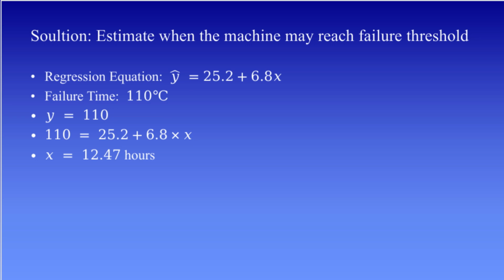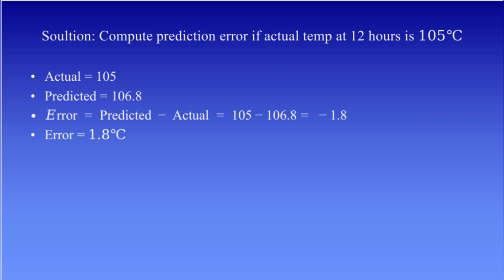The next question is to estimate when the machine may reach failure threshold. Machine failure threshold is given as 110 degrees centigrade. This means y equals 110 and we need to find the value of x using the regression equation. The next question is to compute prediction error if actual temperature at 12 hours is 105 degrees centigrade. Error is calculated using the formula predicted minus actual.